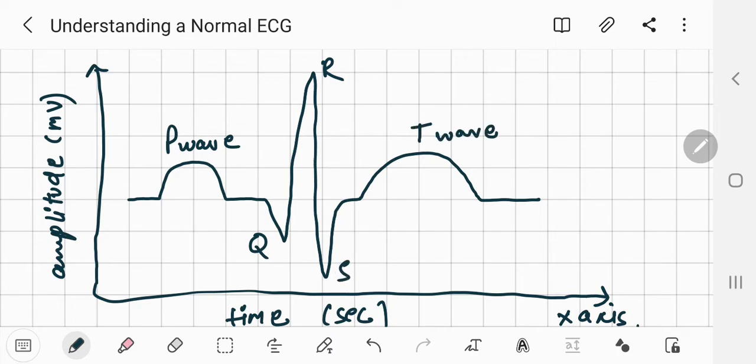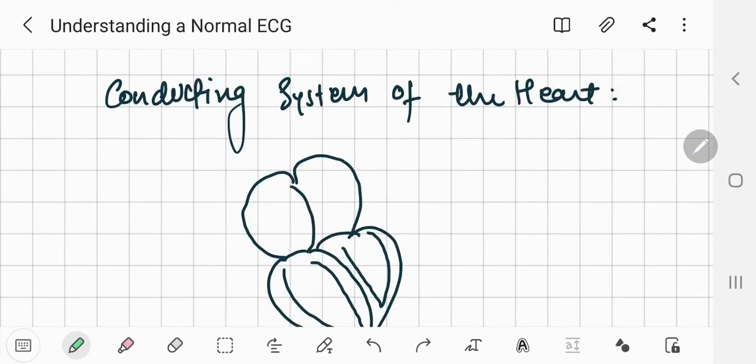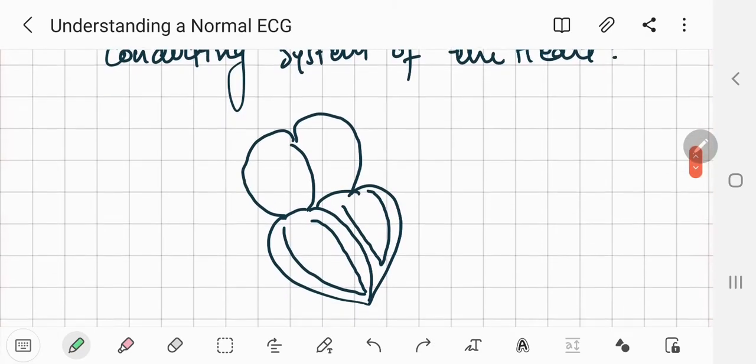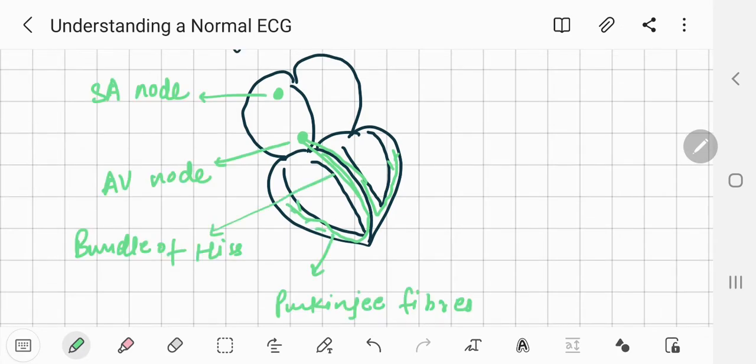Right? So before we dive into the cause of each of these, let's first go into the conducting system of the heart. In the conducting system, we have an SA node, which is then followed by the AV node. The AV node sends impulses to the bundle of His, and then the bundle of His sends these to the Purkinje fibers. I'm just going to write these down. So this is the conducting system of the heart.